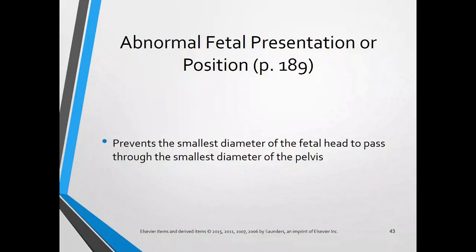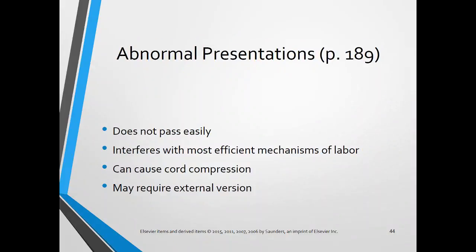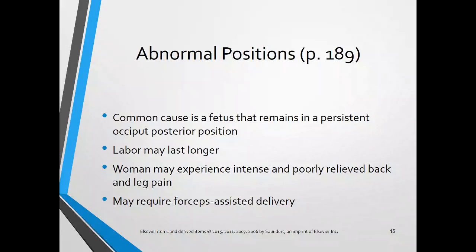So abnormal fetal presentation or position prevents the smallest diameter of the fetal head to pass through the smallest diameter of the pelvis. So those abnormal presentations, it just does not pass easily, can cause cord compression, may require an external version, lots of different reasons that can occur.